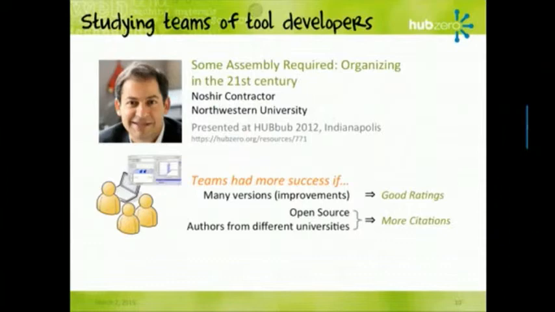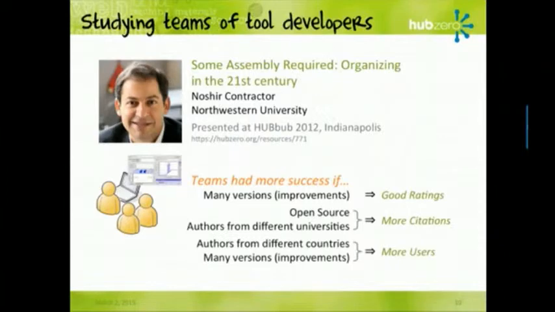And I guess it's interesting to think of why. It may be that these guys and their friends are all citing you, I don't know. But somehow by seeding your collaborations out into the world, it tends to give you more success that way. And then along the axis of users, again, if you had authors from different countries, and again, if you had many different versions, then you would tend to get more users. So the tools with the most users had that kind of diversity.